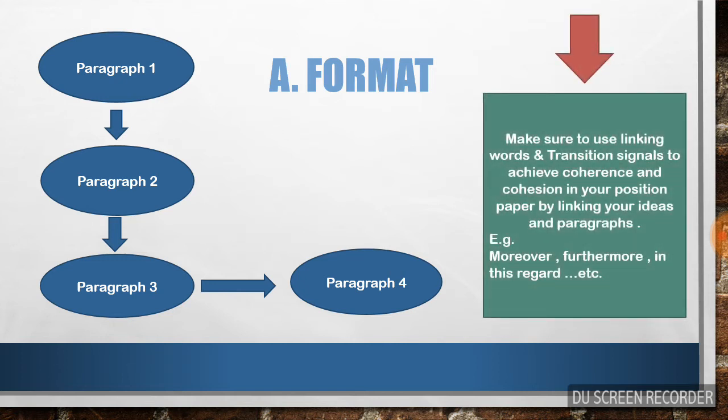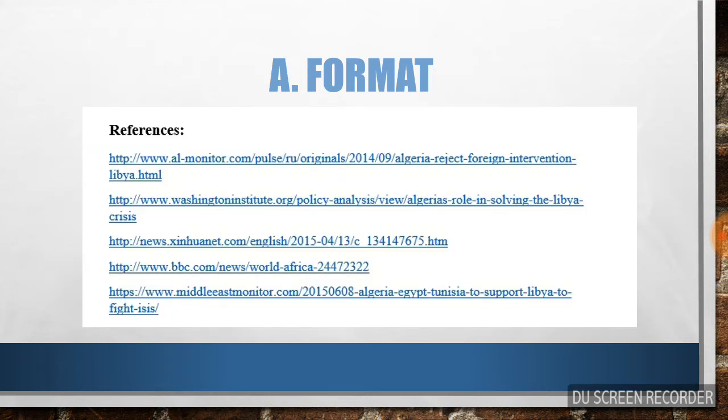Make sure to use linking words and transition signals to achieve coherence and cohesion in your position paper by linking your ideas and paragraphs. Example: moreover, furthermore, in this regard, etc. The third section of your position paper has to do with writing the references that you have consulted during your research.